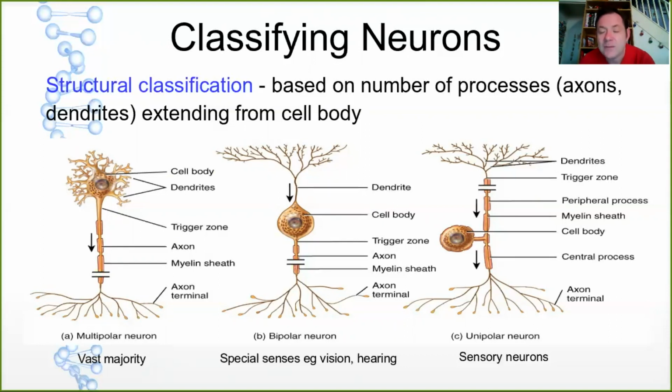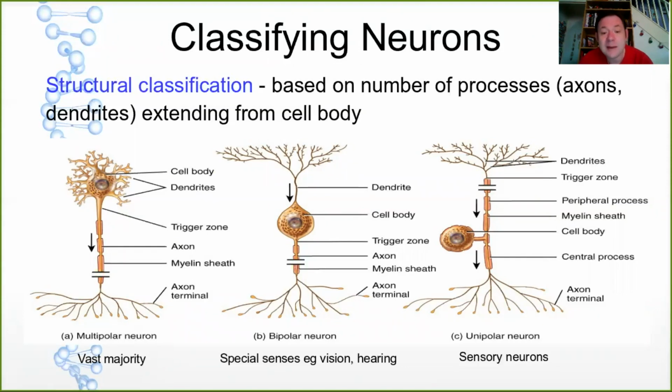And then at the end of the neuron, and the neuron could be very long, it could go from the tip of the foot to the spinal cord. At the end of the axon, you have axon terminals which connect with other neurons. So there's three general classifications of neurons. The vast majority are multipolar. So they basically have dendrites at one end with a cell body, a big long axon, and then axon terminals at the other end.